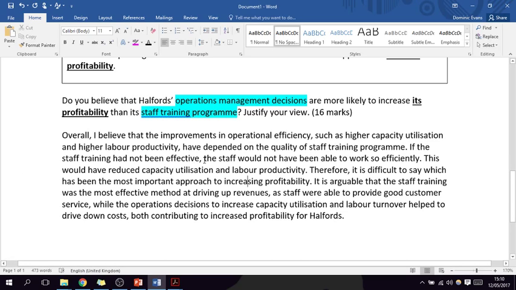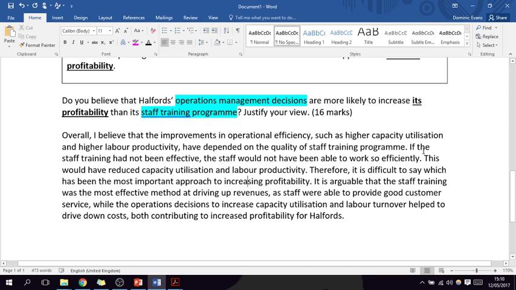If the staff training had not been so effective, the staff would not have been able to work so efficiently. This would have reduced capacity utilisation and labour productivity. Therefore, it's difficult to say which has been the most important approach to increasing profitability.